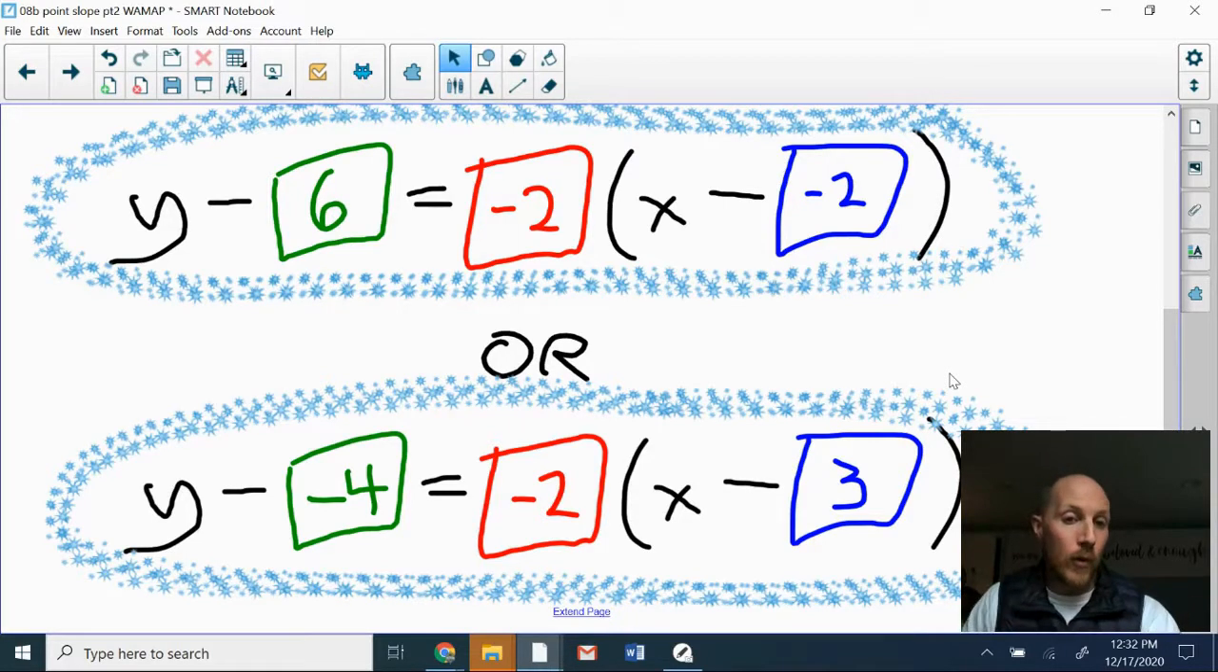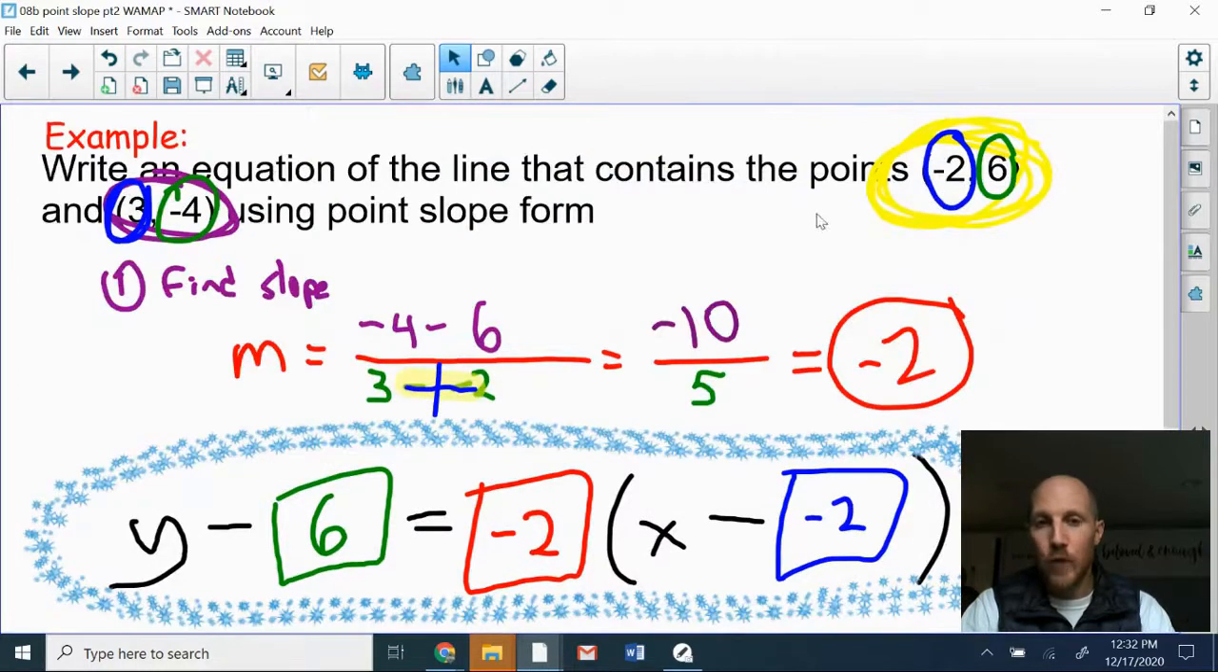So point slope form, on the other hand, has the advantage of all of this flexibility. You can use any point you want. So if the problem gives us two different points, you could choose either one, no problem. Either one is fine. Either one is correct.